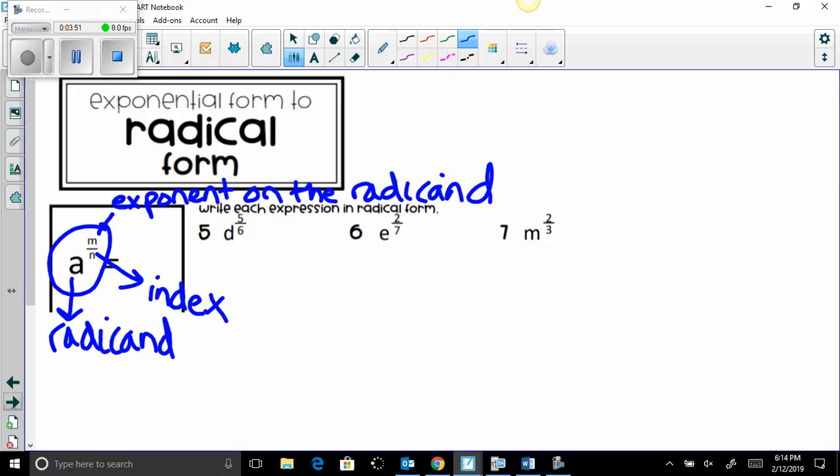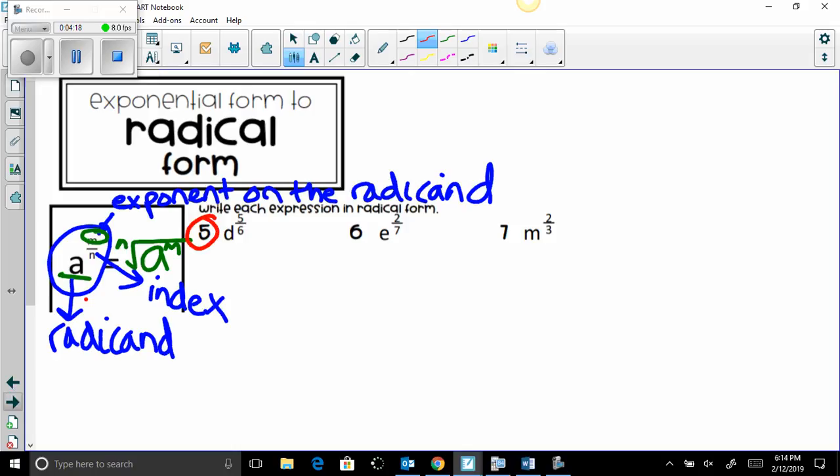So when I write it in radical form, put your radical, and my radicand is A. The exponent on my radicand is this up here. In this case it's a variable, but it'll usually be a number. N is my index, and that goes out front here depending on what number it is. So that's how you change it from exponential form to radical form.